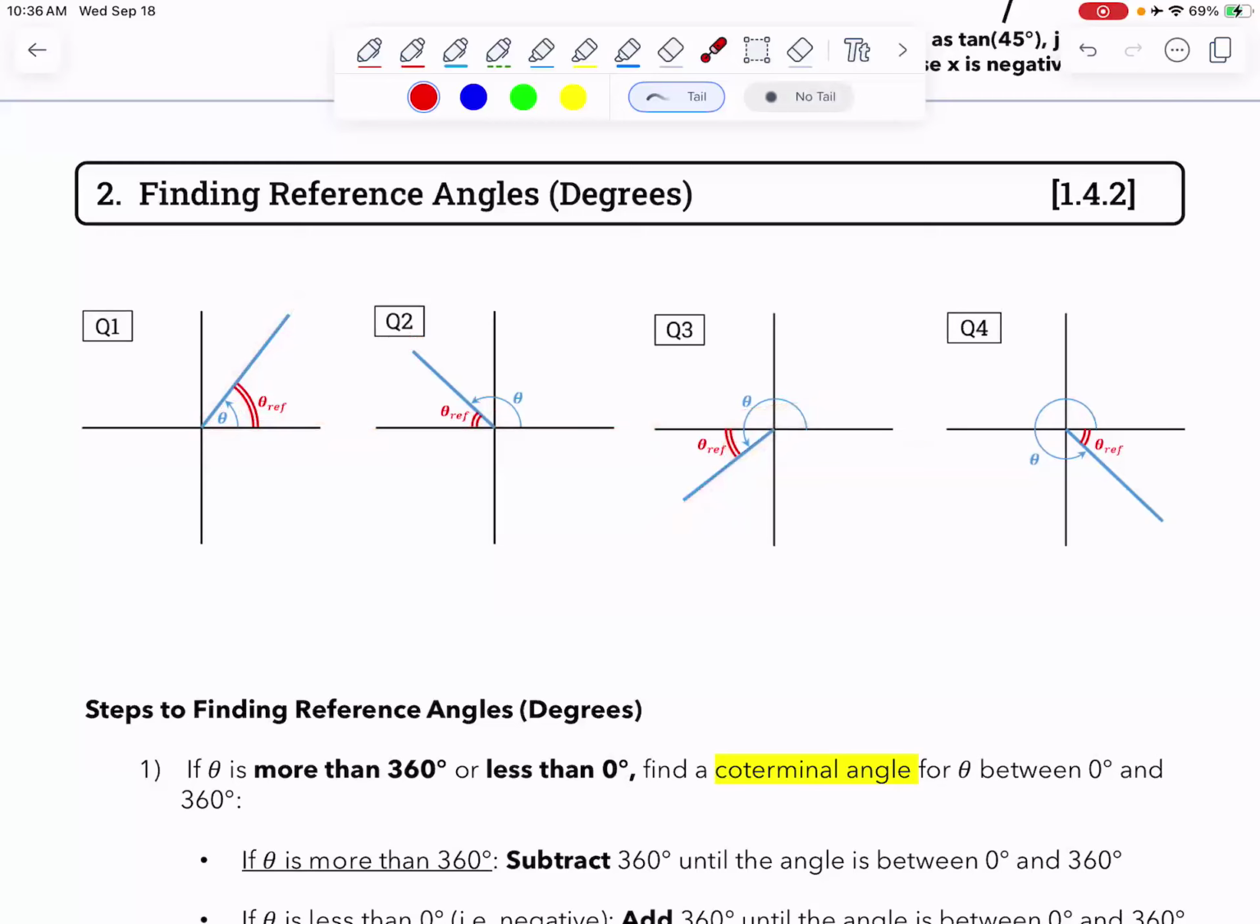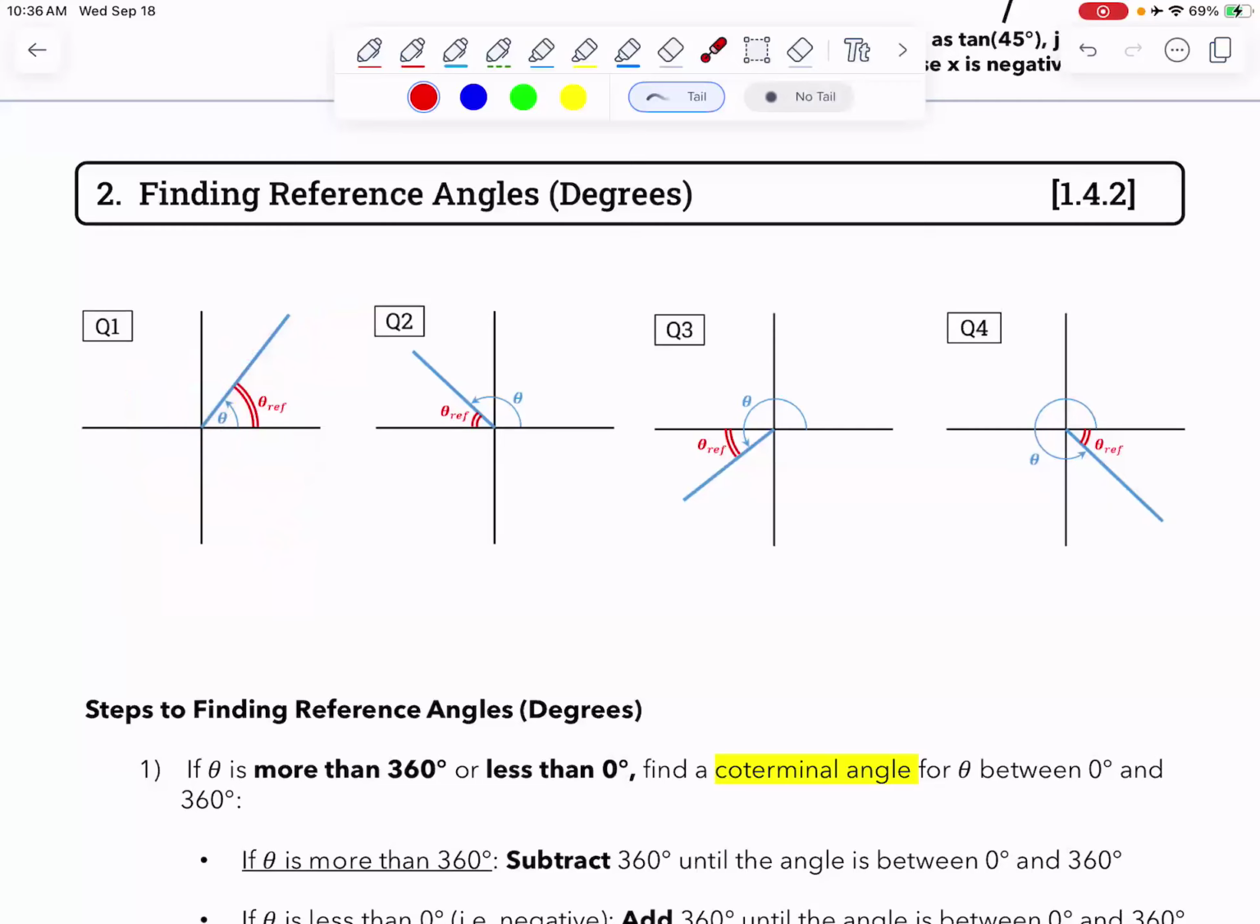So I have it drawn out here for all 4 of the quadrants, what a reference angle would look like depending on where your terminal side is. Now, notice that all of these angles are just in their first rotation, but it doesn't matter how you get to the terminal side. I could have come to the terminal side this way by going negative more than 360 degrees, and my reference angle would be the same, because the reference angle doesn't care how you got to the terminal side.